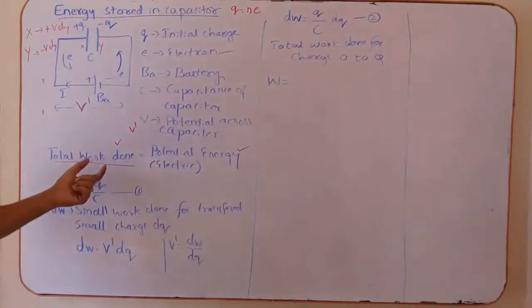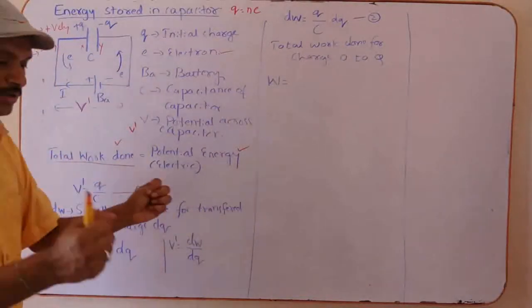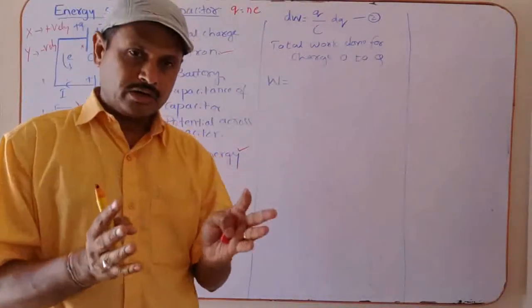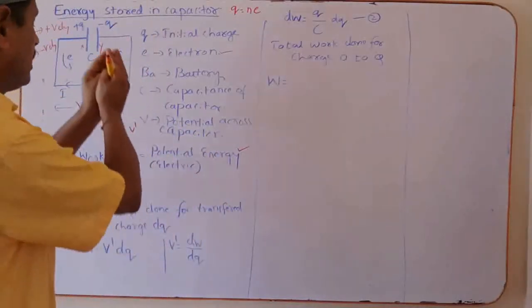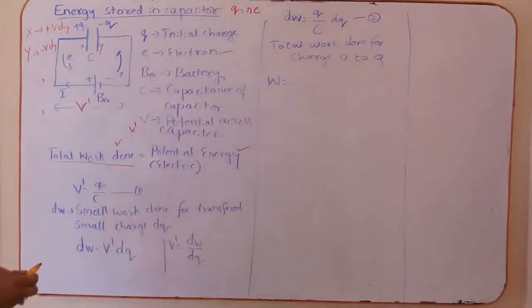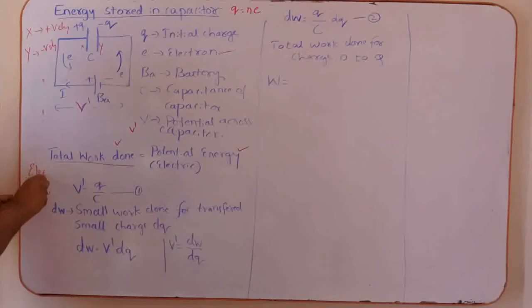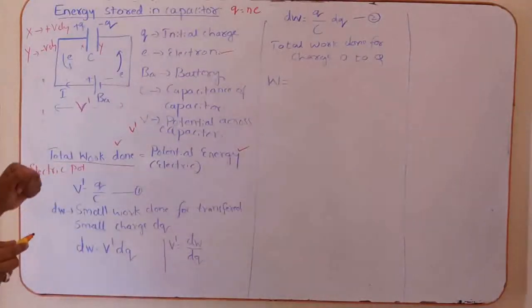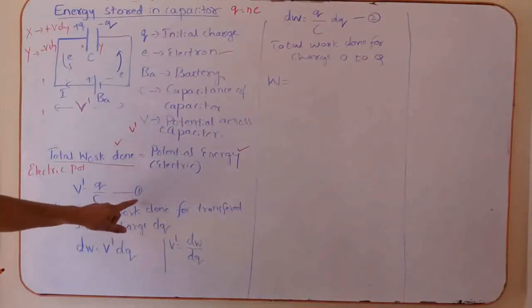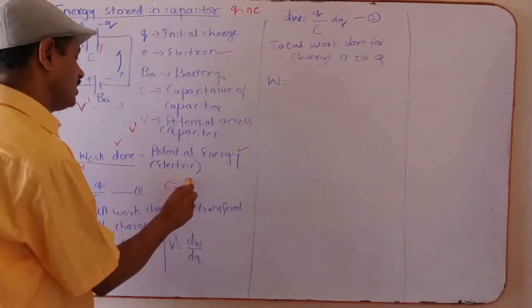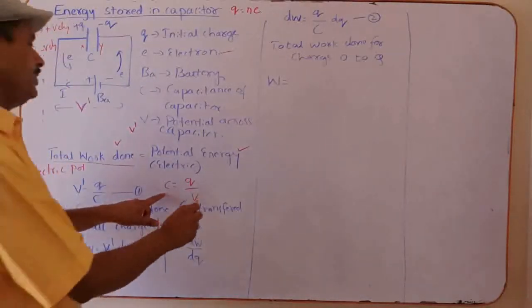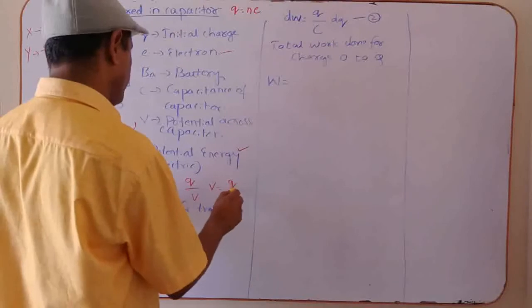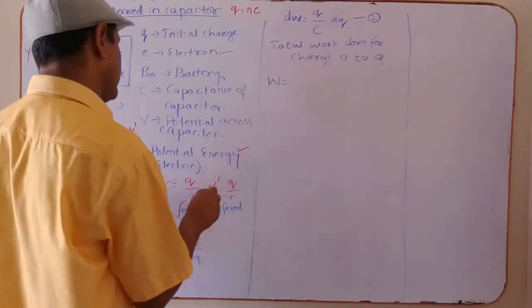It is very important. During charging the capacitor, whatever the total amount of work done, that work done is in the form of energy, electric potential energy. It is stored in the capacitor. Now, that electric potential at any time, when it is charged with the charge Q, V dash is equal to Q by C. According to the definition, C is equal to Q by V. Therefore, V is equal to Q by C. Instead of V, you take here V dash.